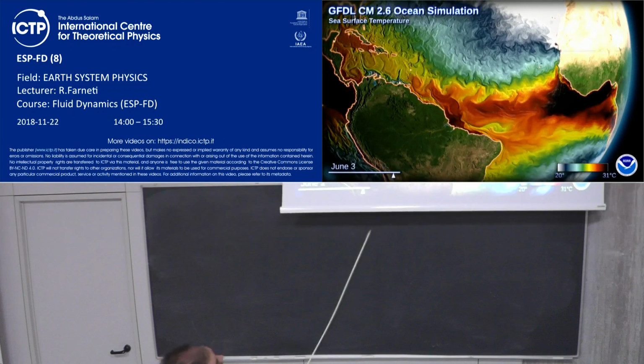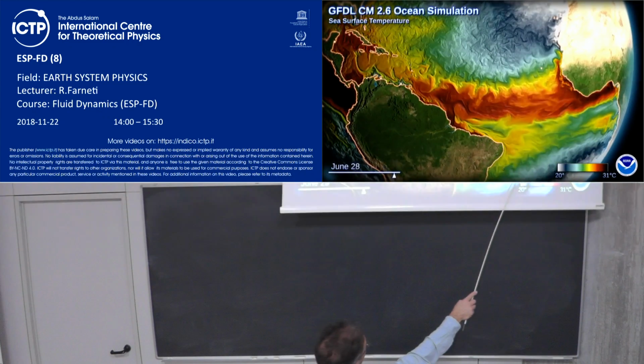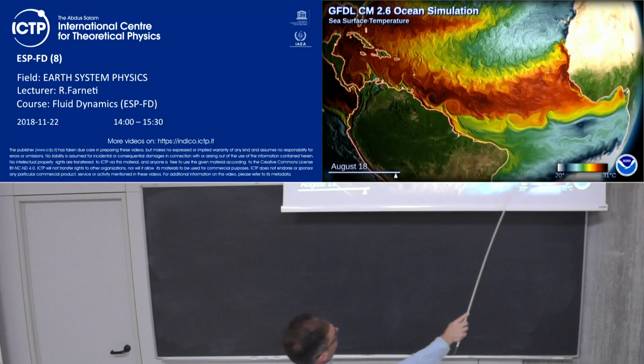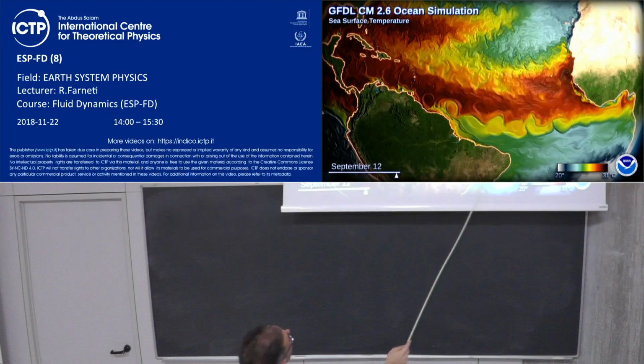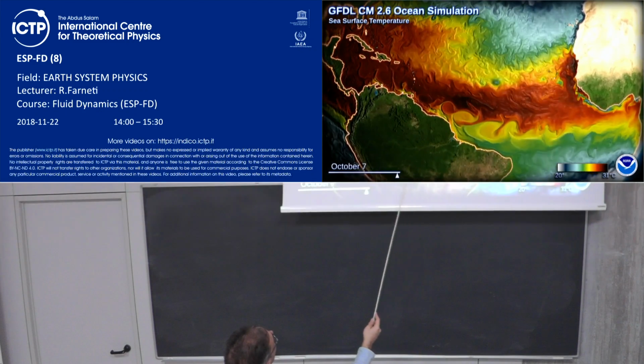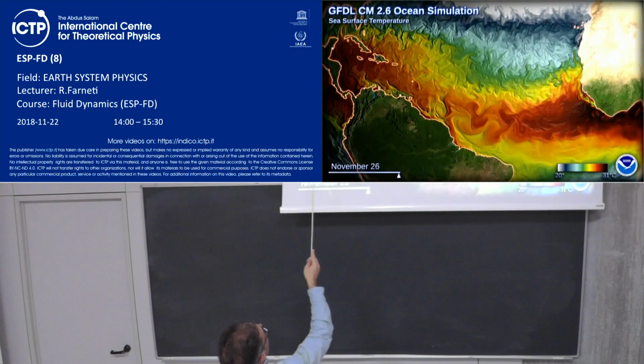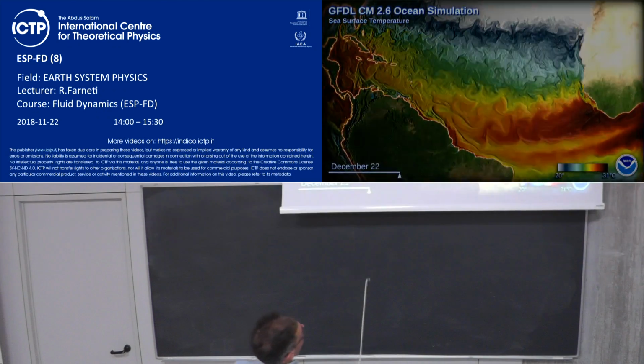This is the equatorial Atlantic. You see how warm it is here. In summer, you have something like an Atlantic El Niño here as well, and you have all this warm water that is going into the Caribbean and then eventually making its way into the Gulf Stream.